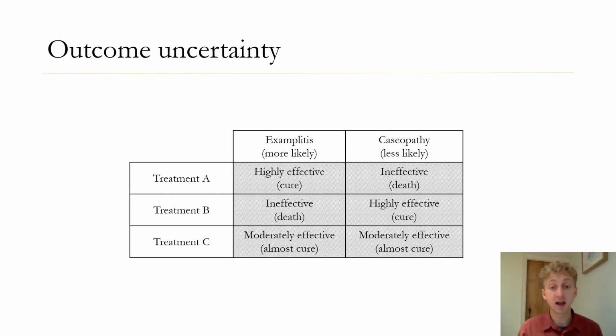Treatment A is highly effective against examplitis, but ineffective against caseopathy, where being highly effective is a complete cure, and being ineffective is going to result in the patient's death. Treatment B is the other way around. And treatment C gives you a somewhat guaranteed outcome of being moderately effective no matter which of these two diseases the patient has.